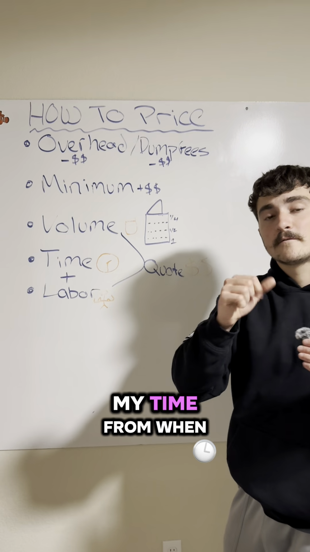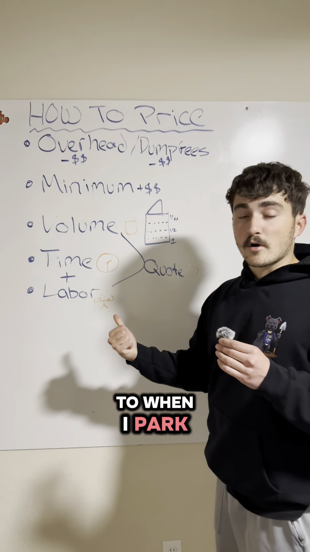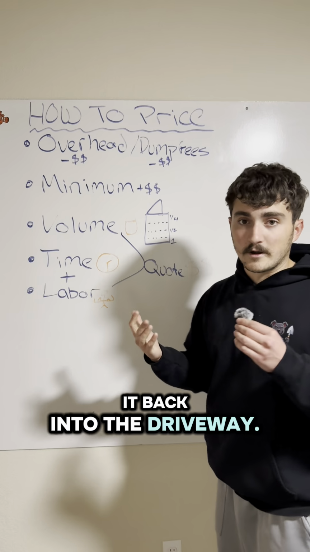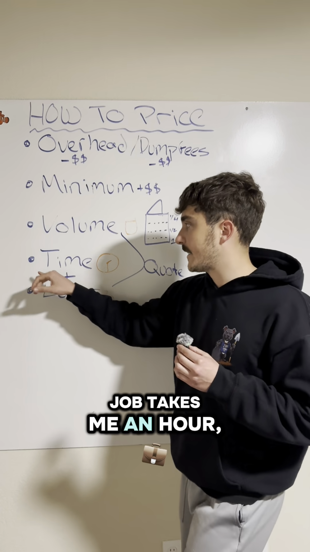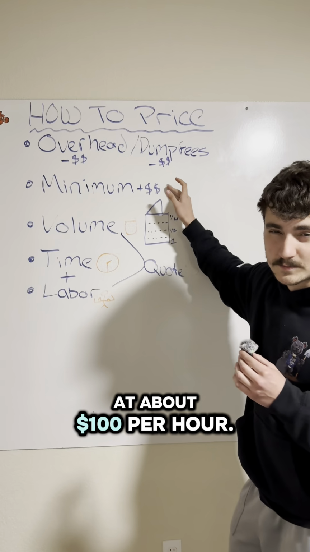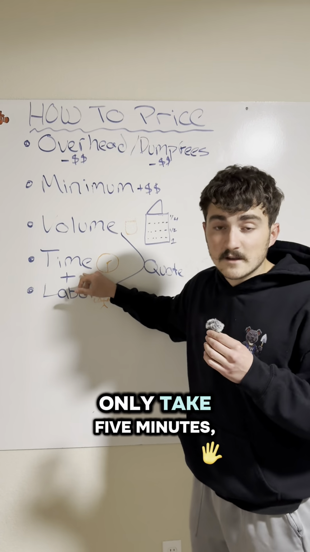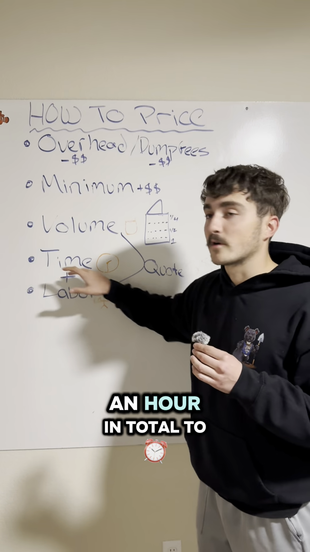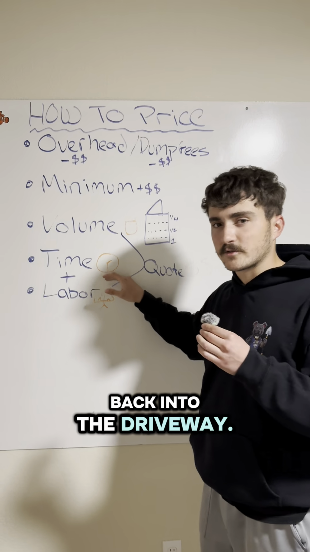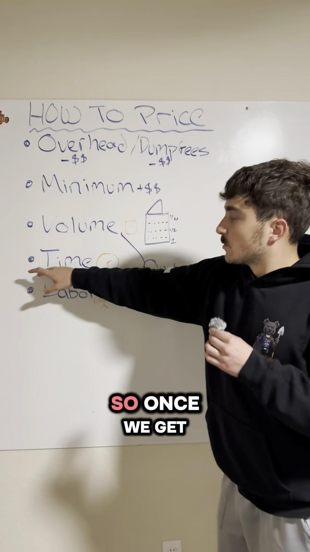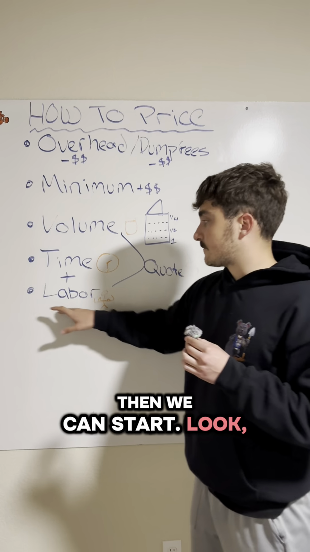I always start my time from when I hook up my trailer to when I park it back into the driveway, right? So if a job takes me an hour, I try and be at about $100 per hour. Now, the job might only take 5 minutes, but it took me an hour in total to get there and to park it back into the driveway, right? So once we get the time put together, then we can start factoring in labor.